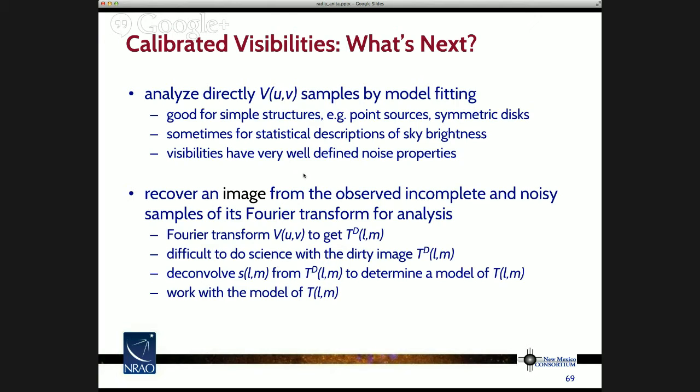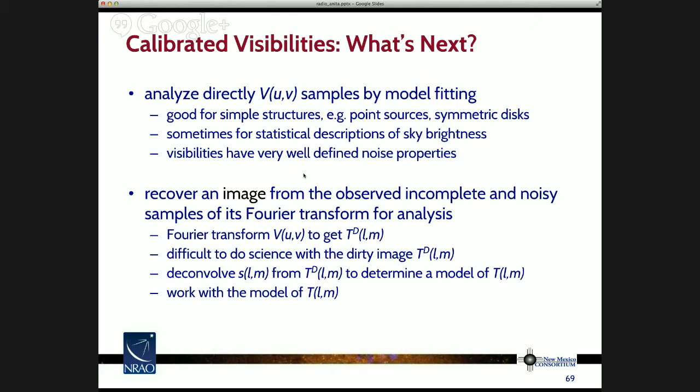Or if you're interested in some statistical description of the sky brightness, say you're interested in the fluctuations that you see, you might do a better job just fitting the visibilities directly rather than going through the imaging process. And it's nice that visibilities, which are what you measure directly, have very well-defined noise properties. And so if you're interested in the uncertainties on your fitting parameters, it can be very useful to directly analyze your visibility samples. But more often than not, you have something that's more complicated.